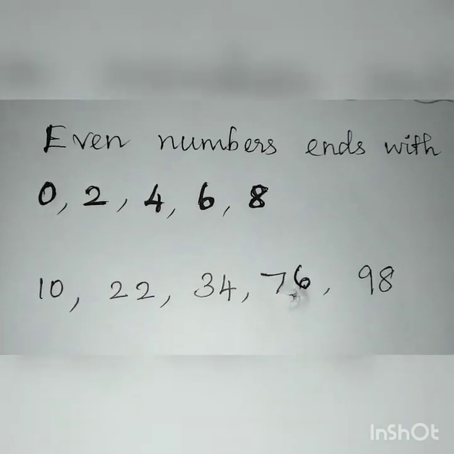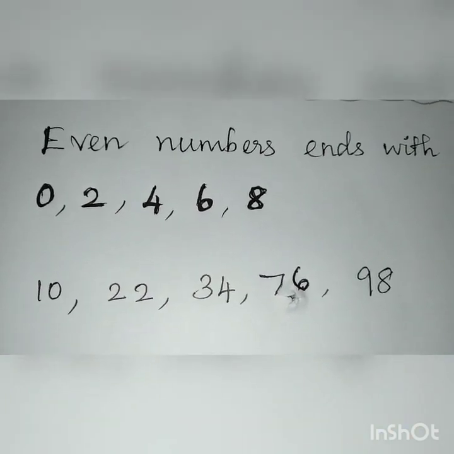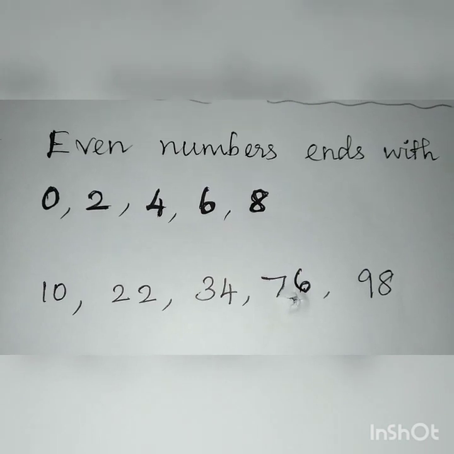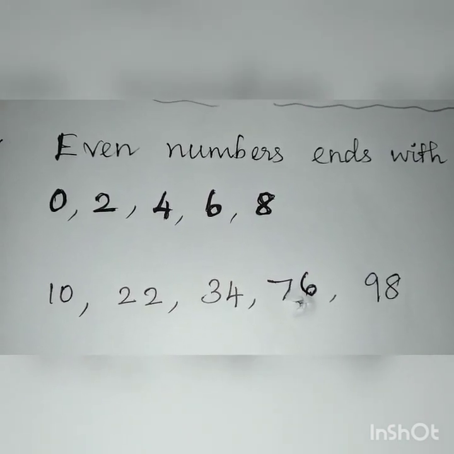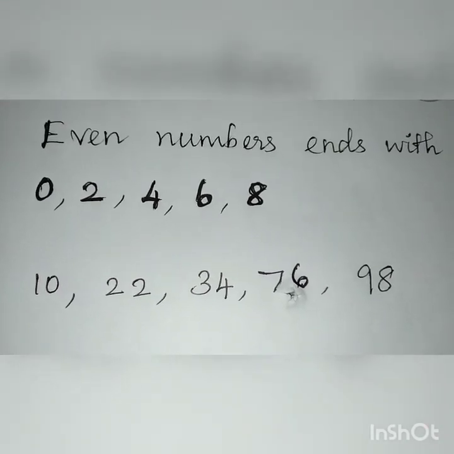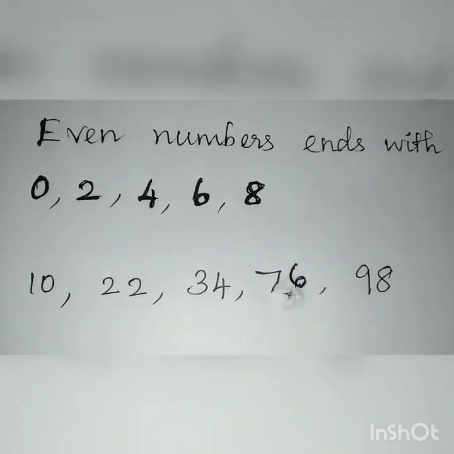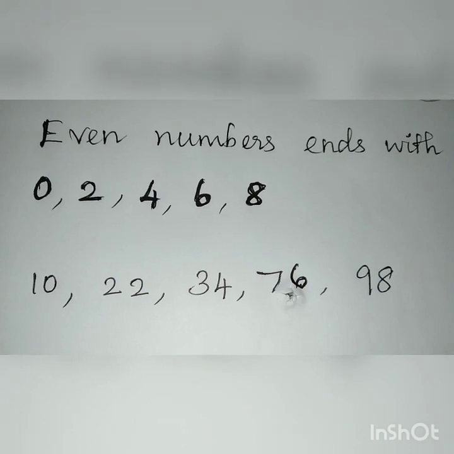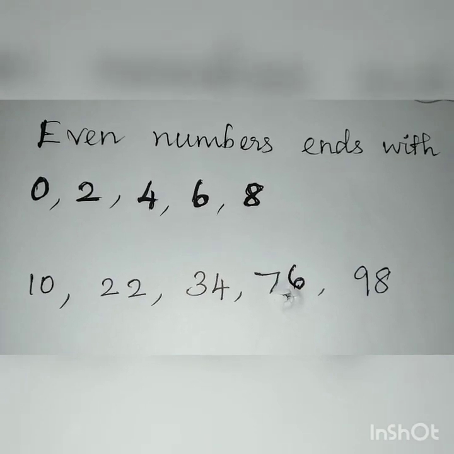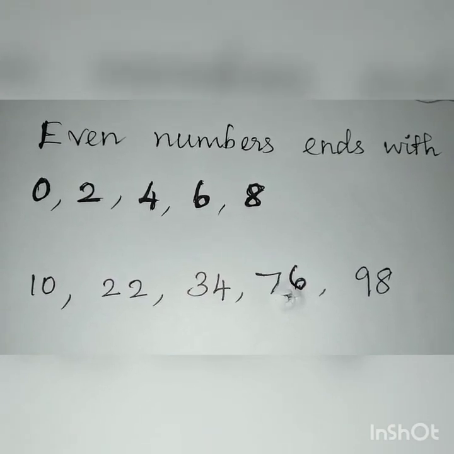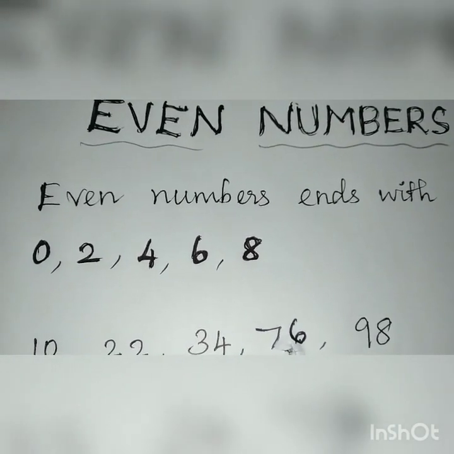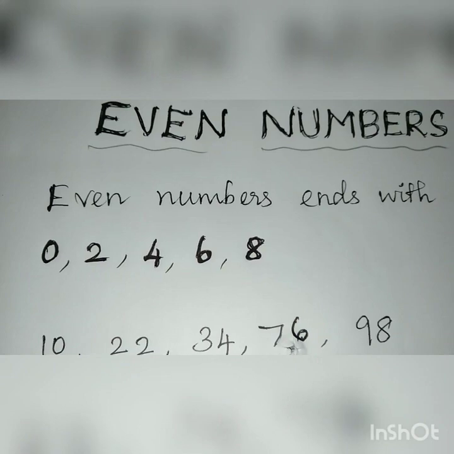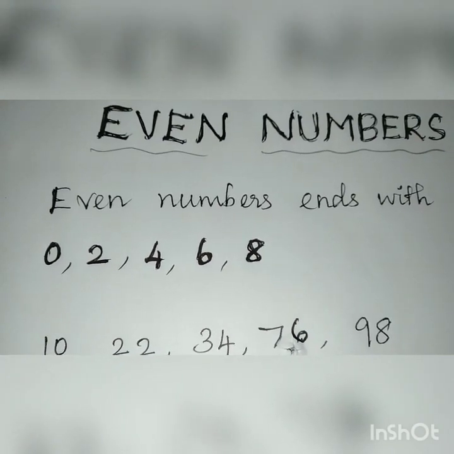The next example is 76. 76 ends with 6, isn't it? So, 6 is an even number, so 76 is an even number. And the next example is 98. 98 ends with what? 8, isn't it? So, 8 is an even number, so 98 is an even number. So, even numbers end with 0, 2, 4, 6 and 8.